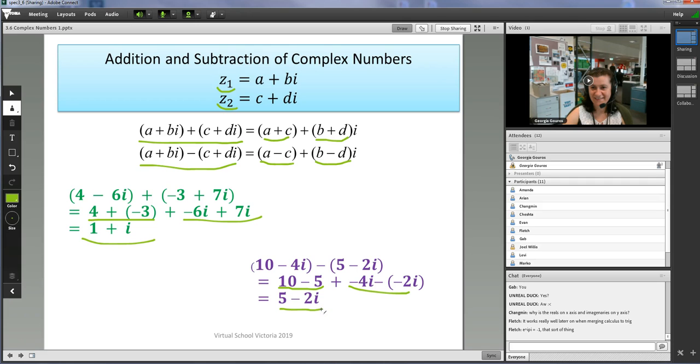Exactly right, Fletch. That's one reason as well. It matches up with the trigonometry. So the trigonometry comes first, and then the Argand plane has been related to the circular functions in the unit circle.